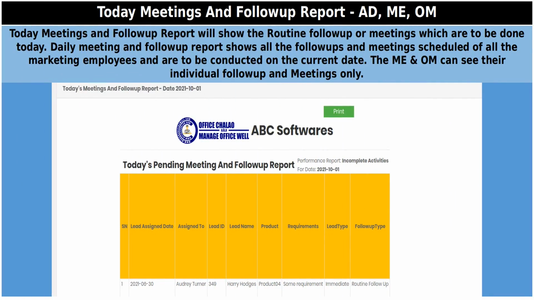Today's meetings and follow-up report. This report is available to admin, ME and OM. Today's meetings and follow-up report will show the routine follow-ups or meetings which are to be done today. The report shows all the follow-ups and meetings scheduled of all the marketing employees and are to be conducted on the current date. The ME and OM can see their individual follow-ups and meetings only.